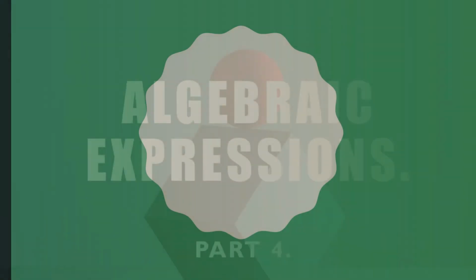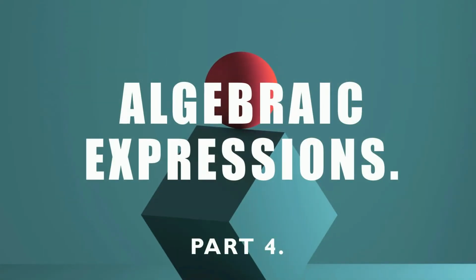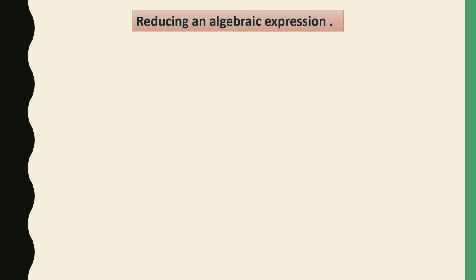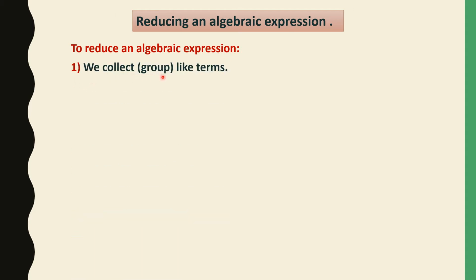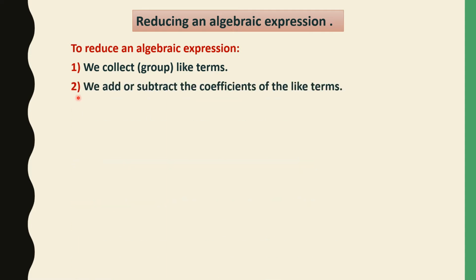Hello students. In this video we are going to continue algebraic expressions part 4. In this part we are going to talk about how to reduce an algebraic expression. To reduce an algebraic expression, first we collect or group like terms, and second, we add or subtract the coefficients of the like terms. To understand it better, let's solve some examples.